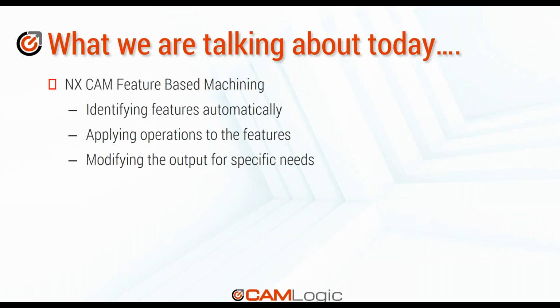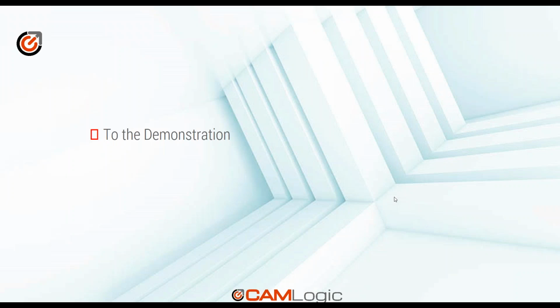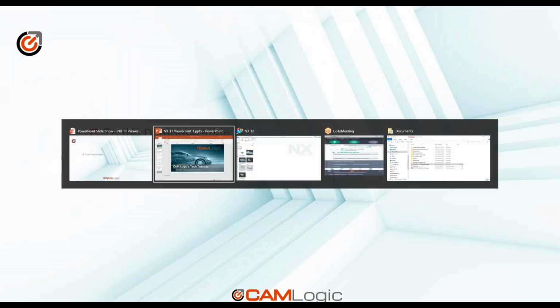So today we're going to get into feature-based machining, like I said. We're going to start by identifying features automatically, which is going to be holes and pockets and different types of countersink operations, which will then apply automatically to those different features, and then modify some of that automatic output for specific needs for maybe a particular part or particular operation. Okay, and with that, we'll get right into it.